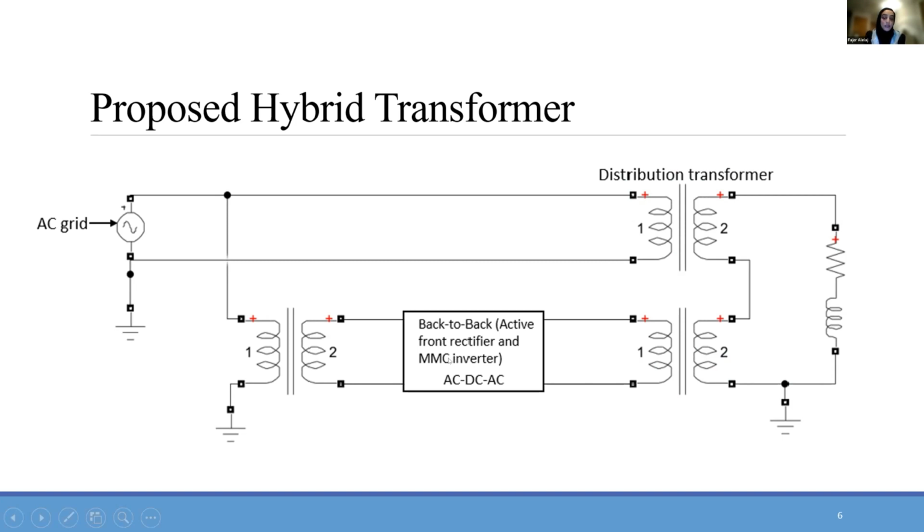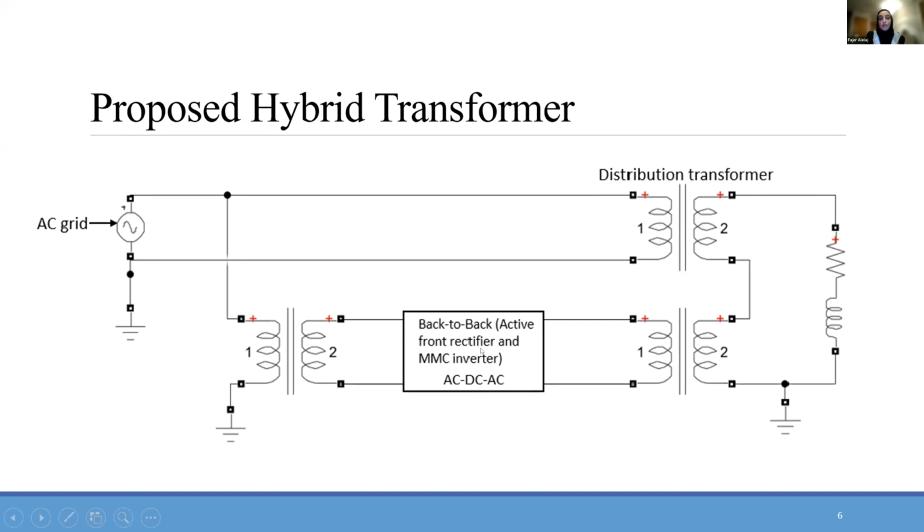The back-to-back is composed of an active front rectifier and an MMC, which is the modular multilevel converter. This converter is used to regulate the voltage in any case, like voltage sag and voltage swell. So the proposed converter was integrated in that area.